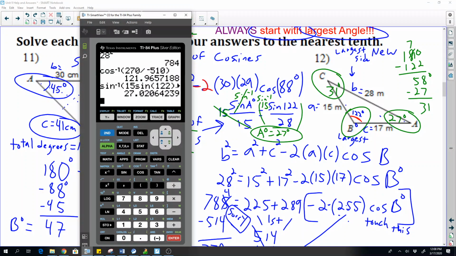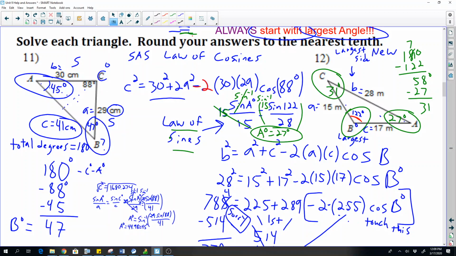using the law of sines and cosines. Nice. So then we'll go ahead and do 180 degrees, just to double check, minus our 122, which was angle B, minus, using the law of sines, we found angle A, and that gives us 31 degrees, which is C. And now we solve the triangle, right? That means to solve all the angles and all the sides.